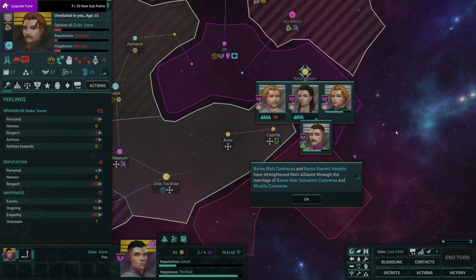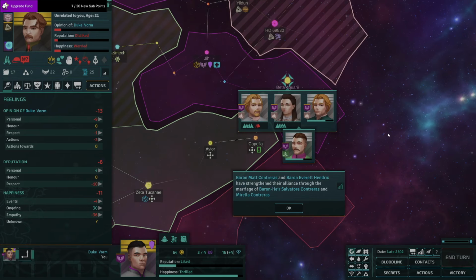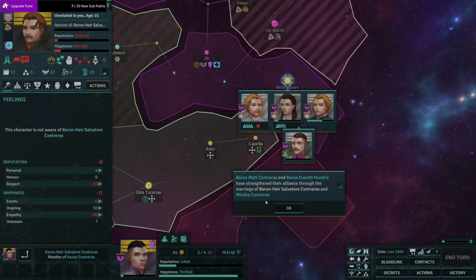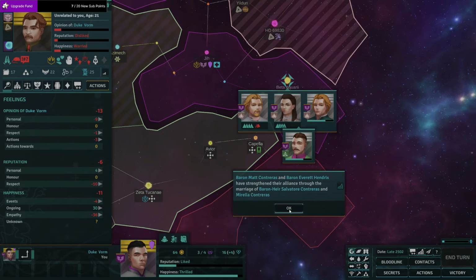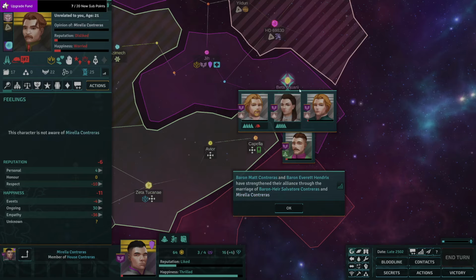Uh-oh. What's going on over here? They've strengthened their... Oh, they got married. Two barons got married? Oh, no, they strengthened their alliance through the marriage of Baron Eyre and Morella Contreras. Okay. Got it. Well, that's all between you, as long as everybody's happy.